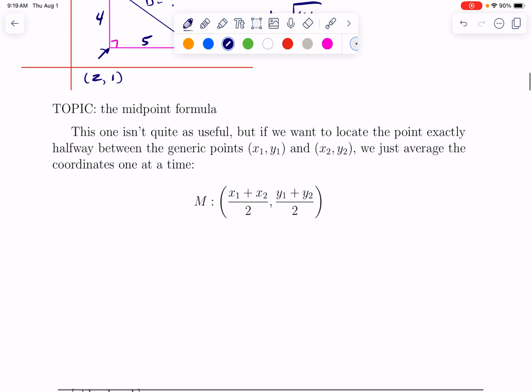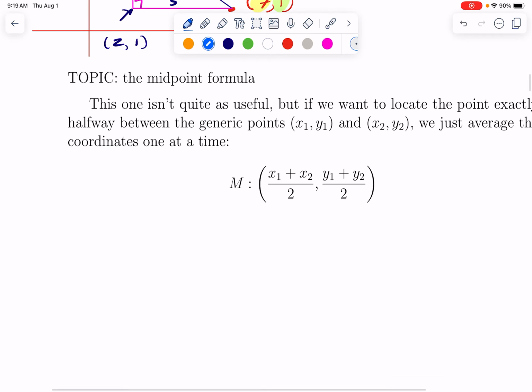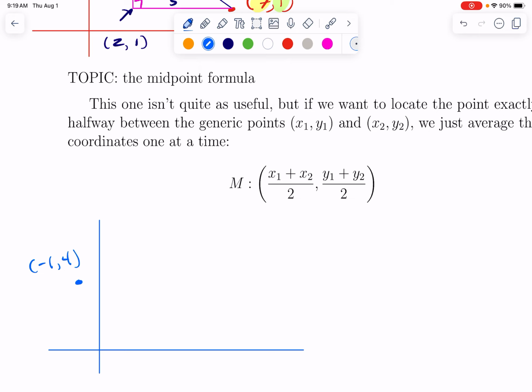Also, if we have 2 points, we might want to know where is the midpoint between them. So let's suppose here I have a point at, say, -1, 4, and here I have a point at 7, 2, and I'm imagining if I travel straight between them, where is the point that's exactly halfway? And I'm going to ask a related question.